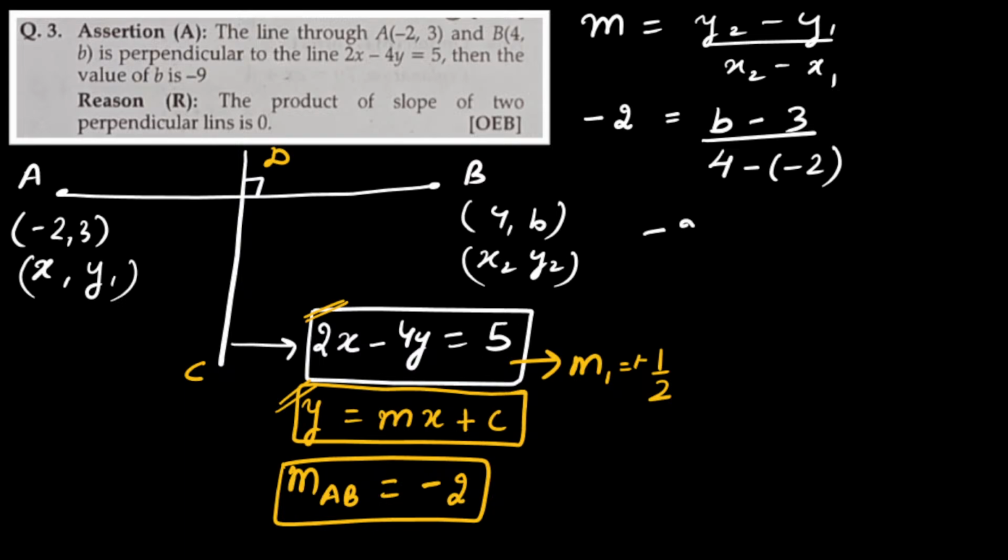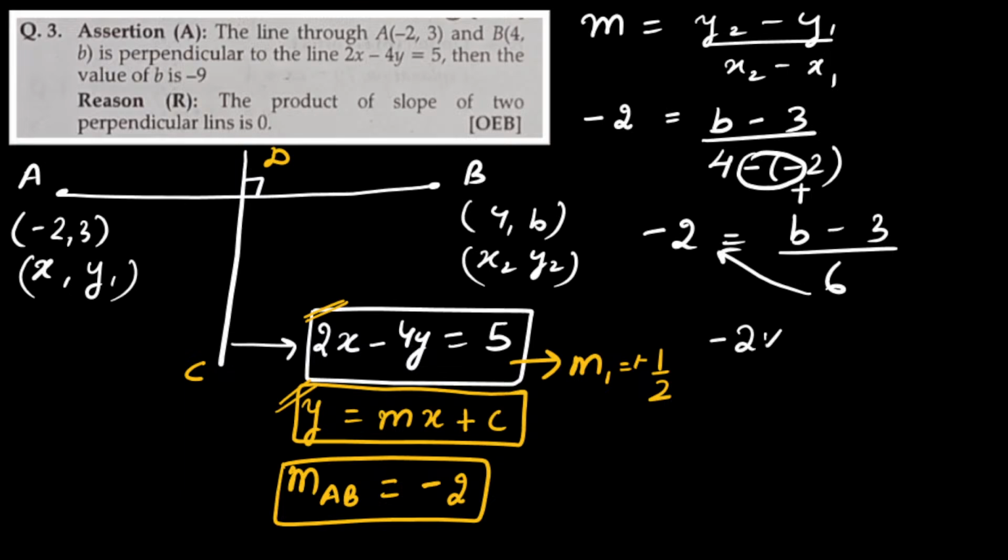So minus 2 is equals to b minus 3. Again minus minus. So two signs together we have to change it. So this will become plus. So 4 plus 2 is 6. 6 we have to shift to other side. If we shift 6 to other side, it will get multiplied.